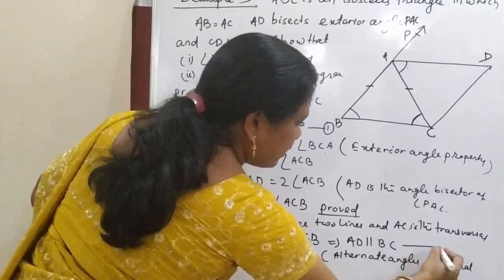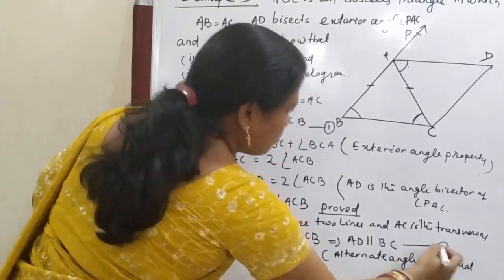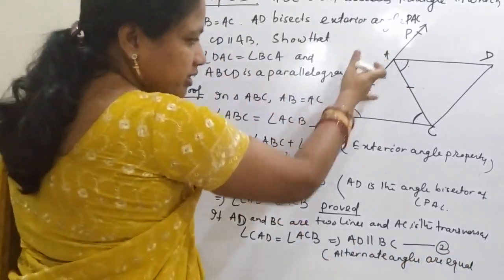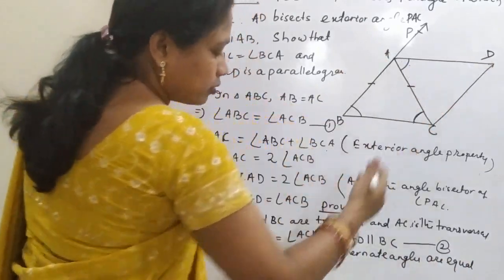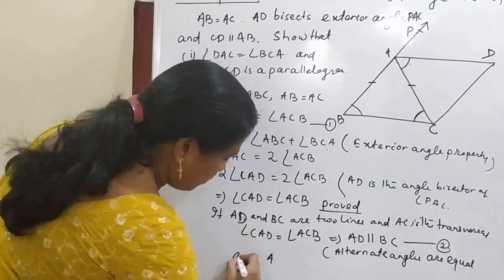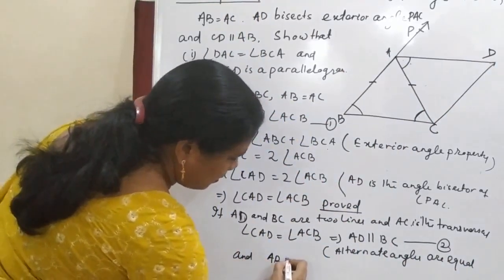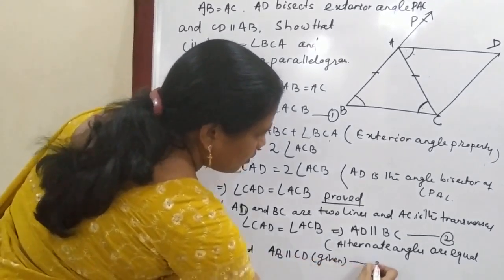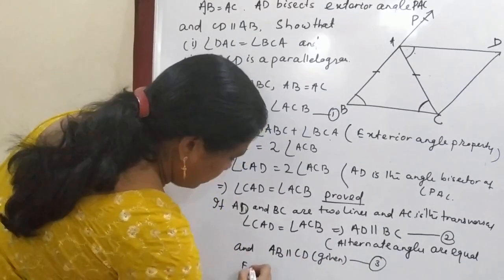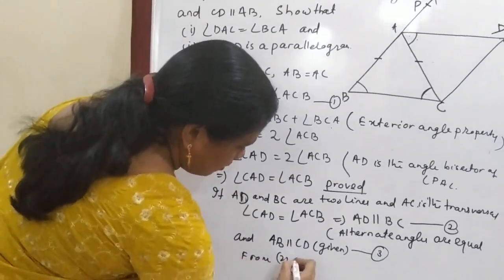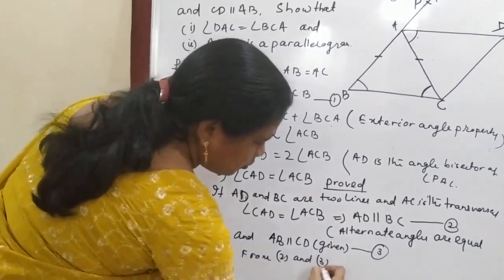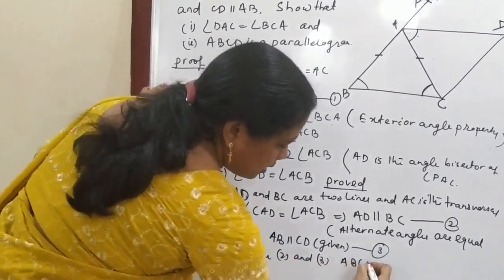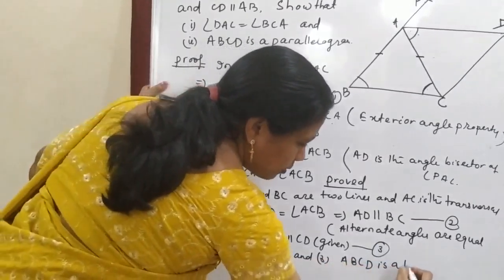So here we have proved AD is parallel to BC, and it is given AB is parallel to CD. So from 2 and 3 it is proved that ABCD is a parallelogram.